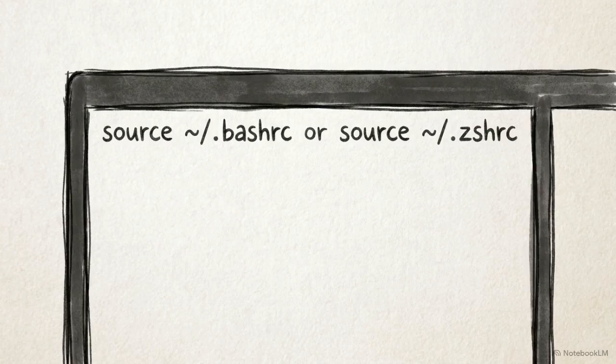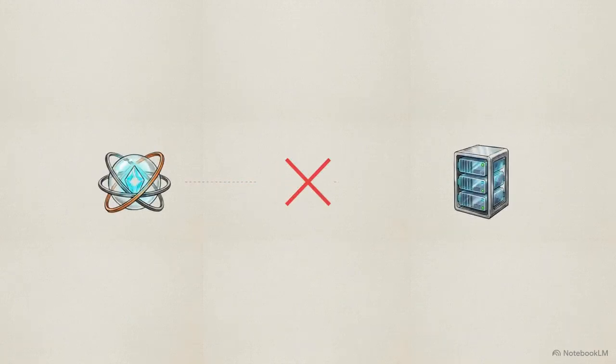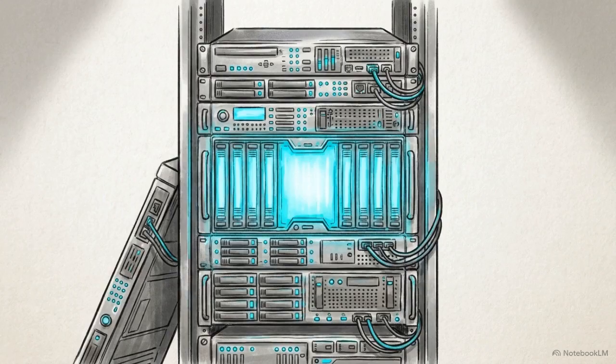Run source .bashrc or source .zshrc so your system recognizes the new Hermes command path. If you skip this preparation step, your agent will lack the native tools to read local files or handle media. The host environment must be ready before the agent wakes up.